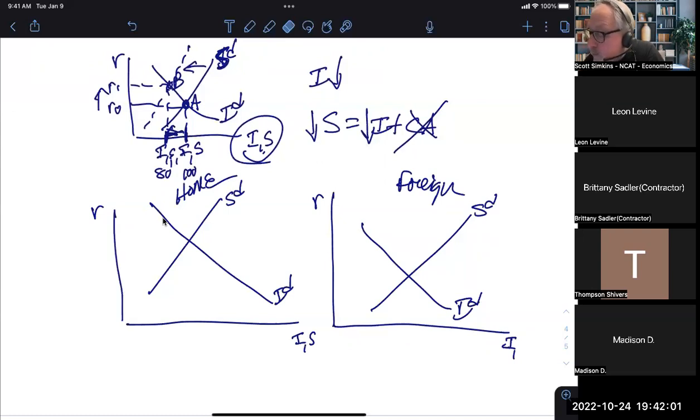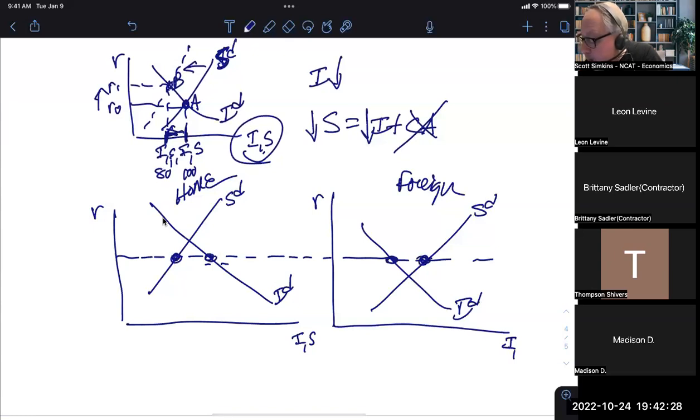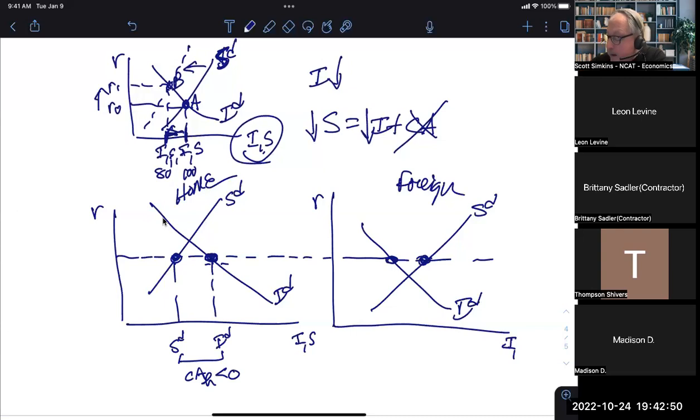Something like this. Maybe I was a little too low there. The idea is that this distance and that distance have to be the same. Here is investment, and saving in the home country. That difference is the current account of the home country. It's negative. Remember, the current account is equal to saving minus investment. Investment is bigger than saving, so it's going to be negative.